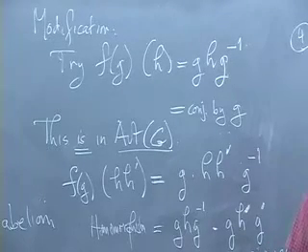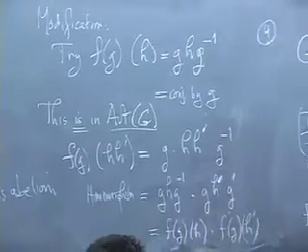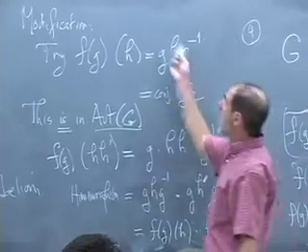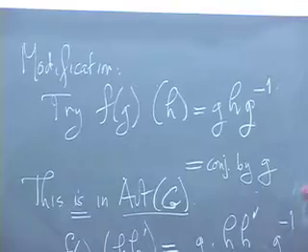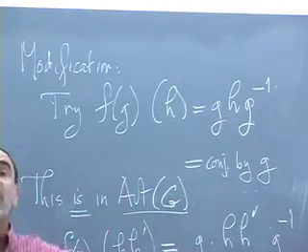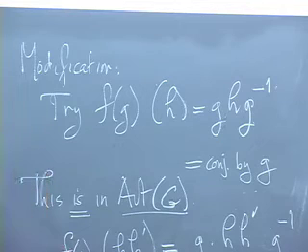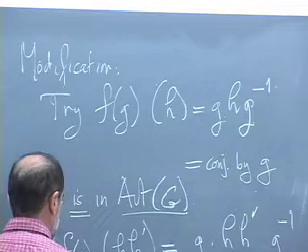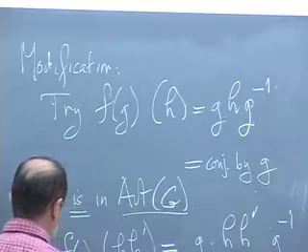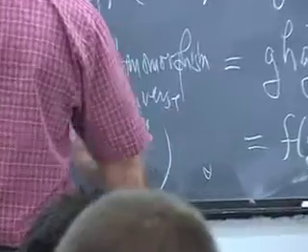Alternatively, you can exhibit an inverse. Very good. Namely, if we're able to show that there's a way to get back to h from this element, what would be the inverse of this? Conjugation by g inverse. Very good. That would be an even better way to do it. It's a homomorphism with inverse. And the inverse is conjugation by g inverse.